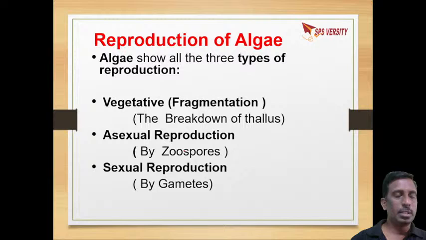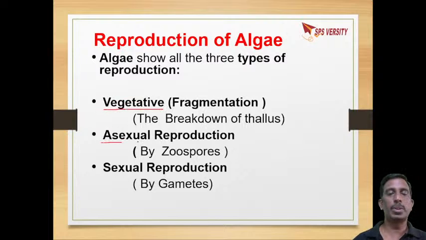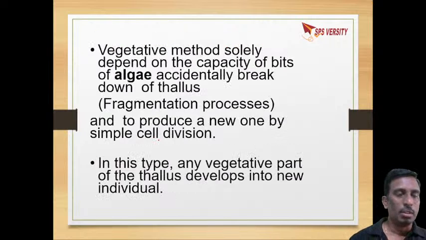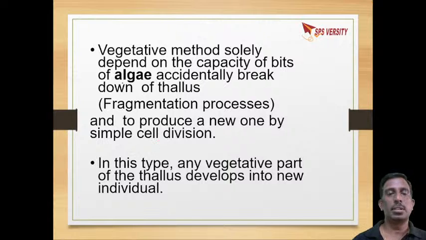Algae may three types of reproduction rehta. Vegetative reproduction, asexual reproduction, and sexual reproduction. Vegetative reproduction is basically by a process called fragmentation. Fragmentation means the algae will break accidentally. Due to this, fragments are formed, and each fragment will develop into new individual. It is called fragmentation. Isko kya bolte ki fragmentation.